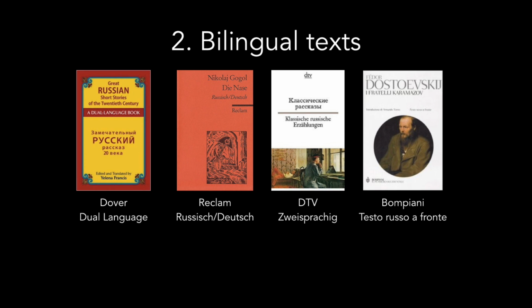In Italian, you also have a wealth of material. For example, I have most of the novels of Dostoevsky in bilingual Italian-Russian editions from Bompiani. Search for Testo Russo a Fronte on Amazon.it for a wealth of other editions.